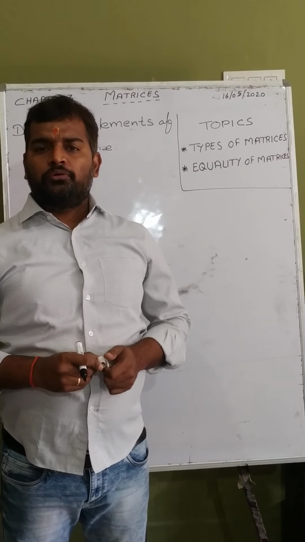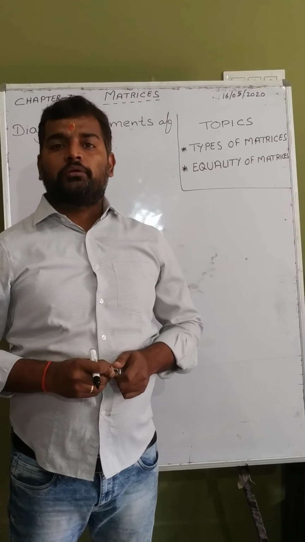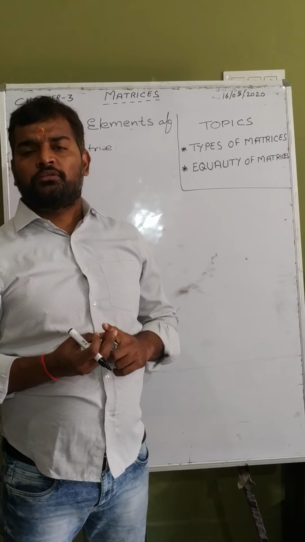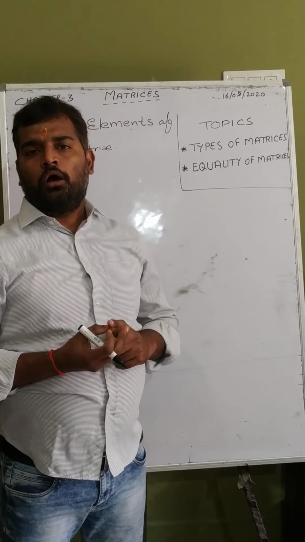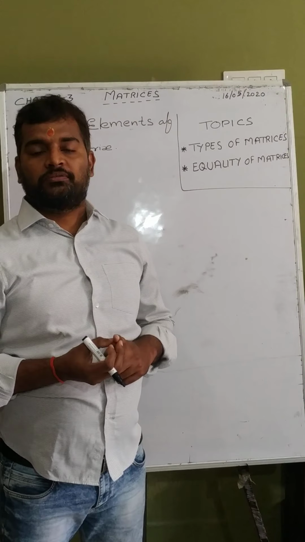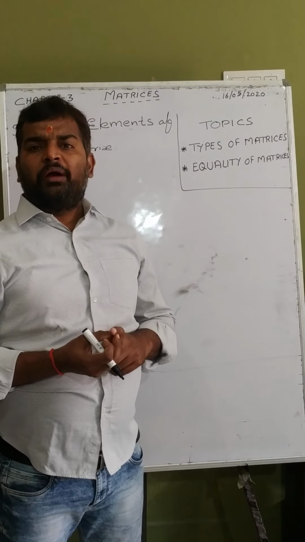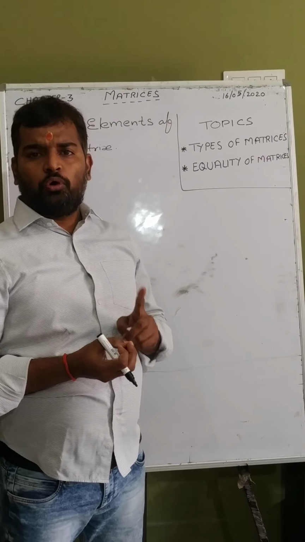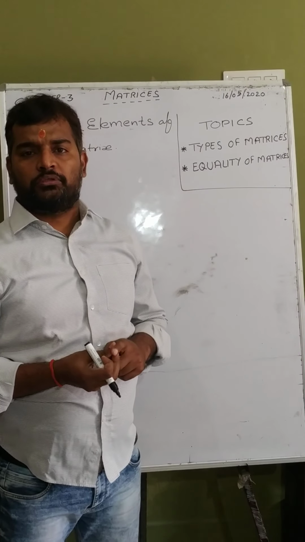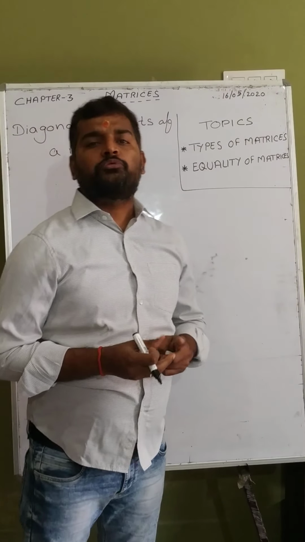This is the second video for the class 12th students for Chapter 3, Matrices. In the last video, we discussed three points: what is a matrix, how to represent a matrix in a general form, and the types of matrices. A few types we discussed were row matrix, column matrix and square matrix. Now we are starting the remaining part of the types of matrices.